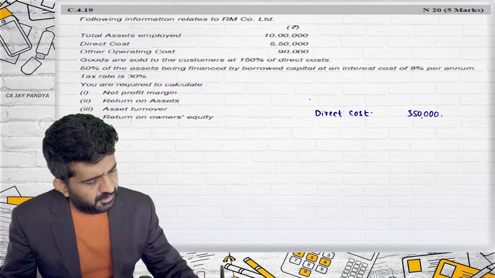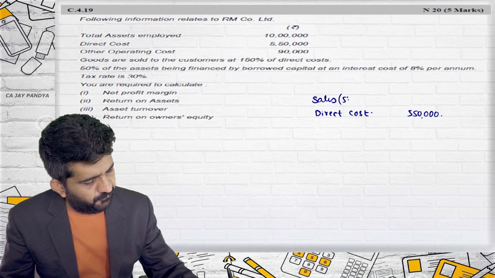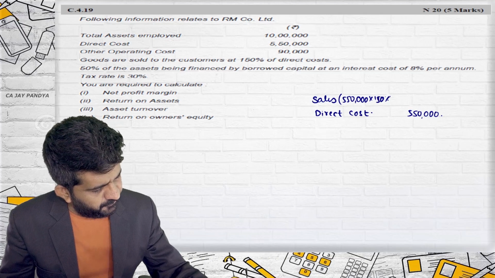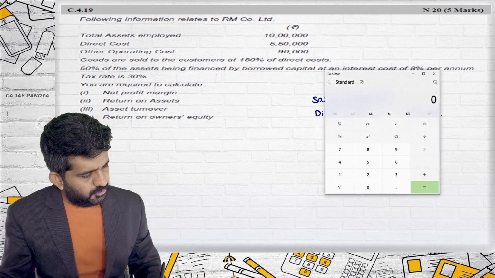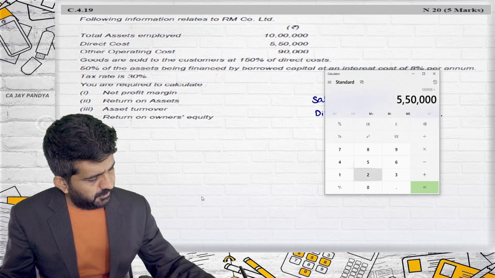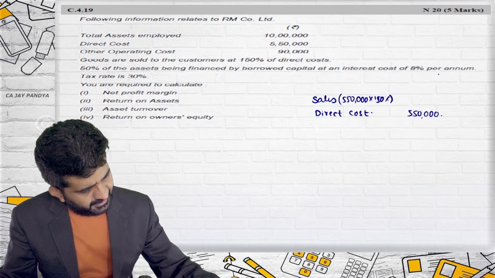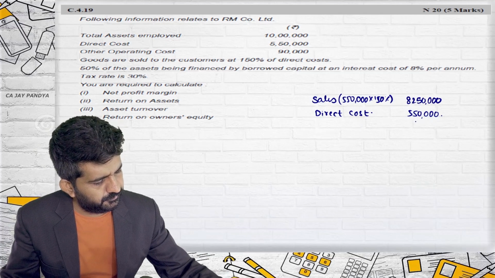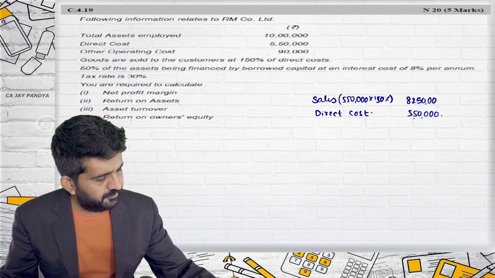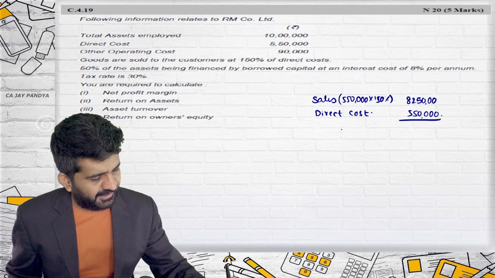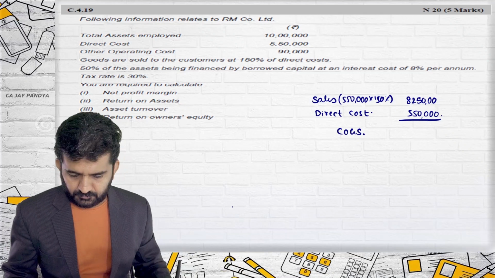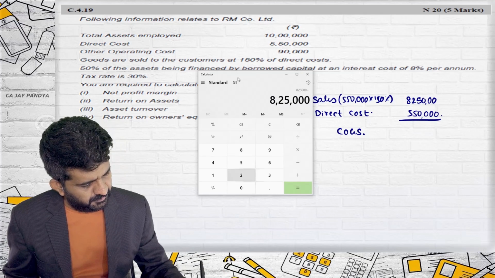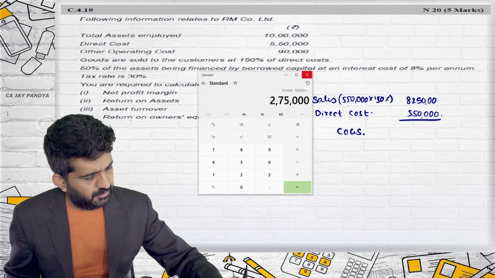5,50,000. Then what will be sales? 5,50,000 into 150%. So 5,50,000 into 1.5, it is 8,25,000. This will be practically my COGS. 8,25,000 minus 5 lakh will be 2,75,000.